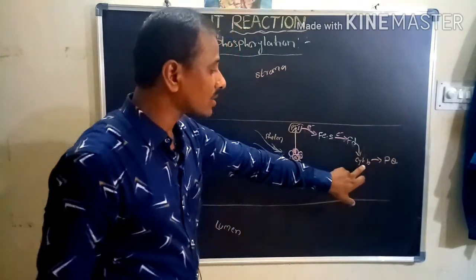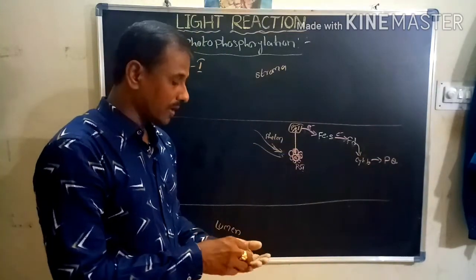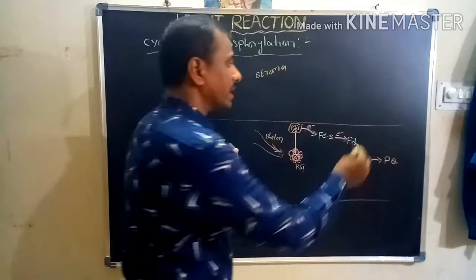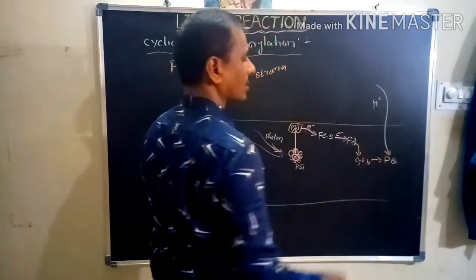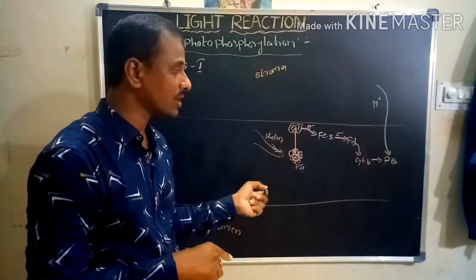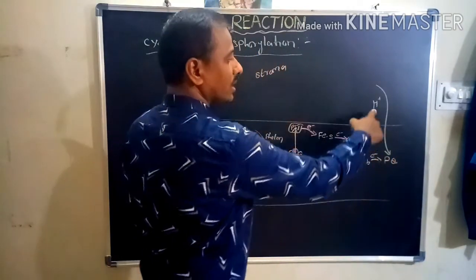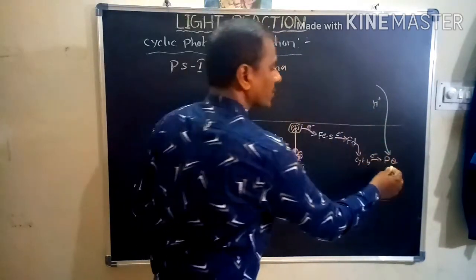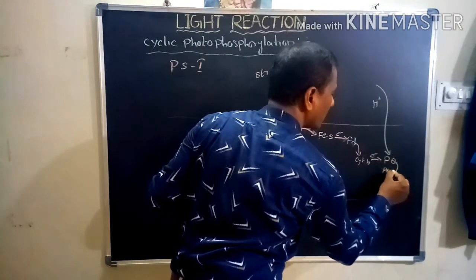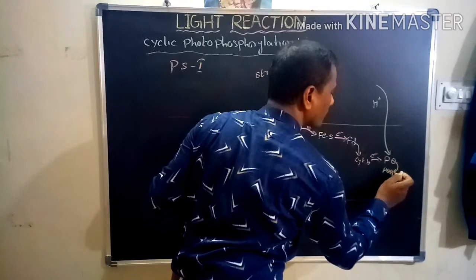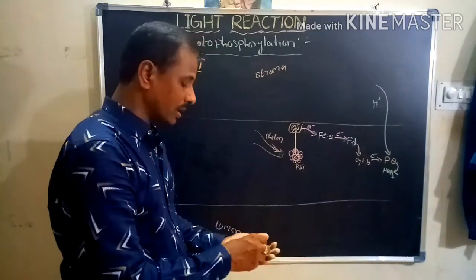Plastoquinone receives the electron from the cytochrome B and it undergoes reduction. For the reduction of plastoquinone, it receives the hydrogens from the stroma. As in non-cyclic photophosphorylation, the plastoquinone receives the electron from the cytochrome, receives the hydrogen from the stroma, and is reduced into plastoquinol, PQH2. Quinone, quinol. It is reduced into quinol.